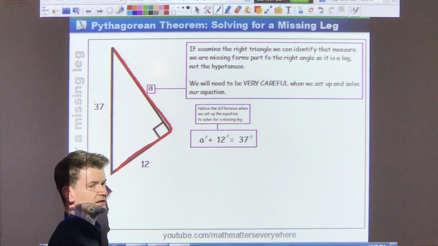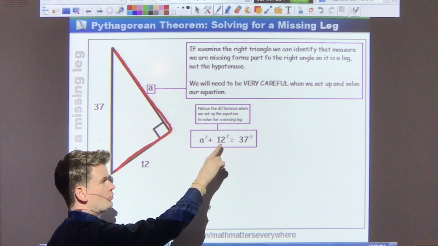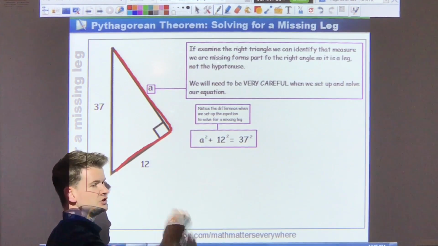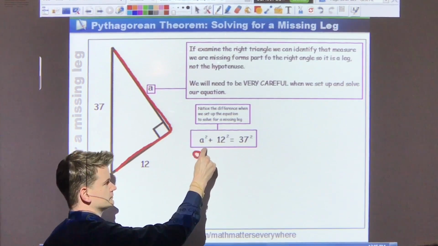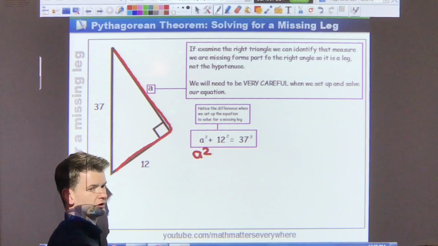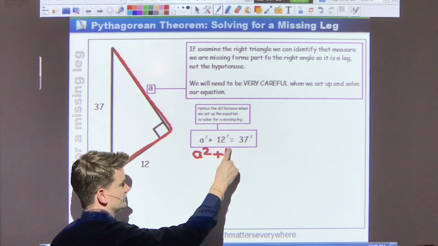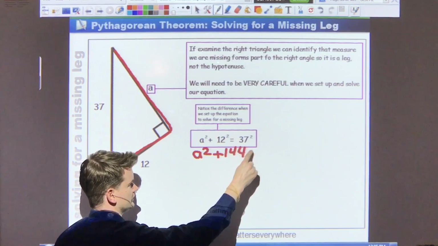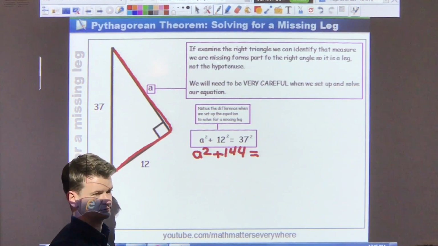When you're trying to find the leg, the variable will be on the left side, along with the length of the other leg. And then you solve it like you would solve any other equation. A squared stays the same, plus what is 12 squared? 144 equals what is 37 squared.